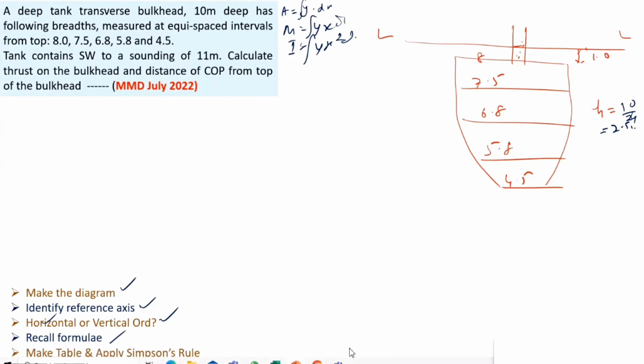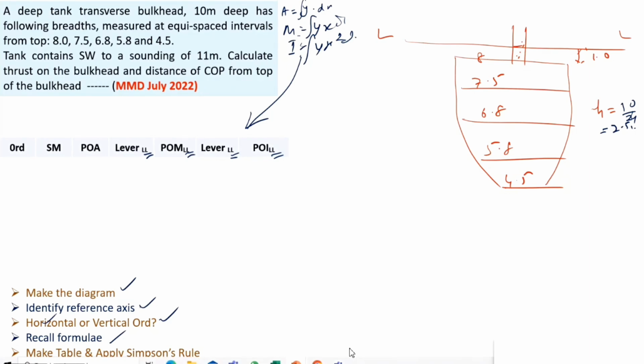For 5 ordinates, which rule is applicable, guys? Rule 1. Okay, so this will be the table structure based on this. Yes or no? Okay. Liquid level axis is being emphasized everywhere. Levers are about liquid level. If levers are about liquid level, the product of moment will be about liquid level. If the lever is about liquid level, product of inertia will be about liquid level.